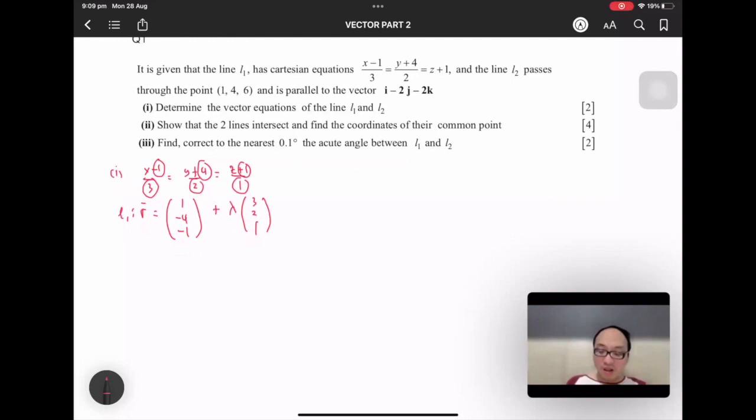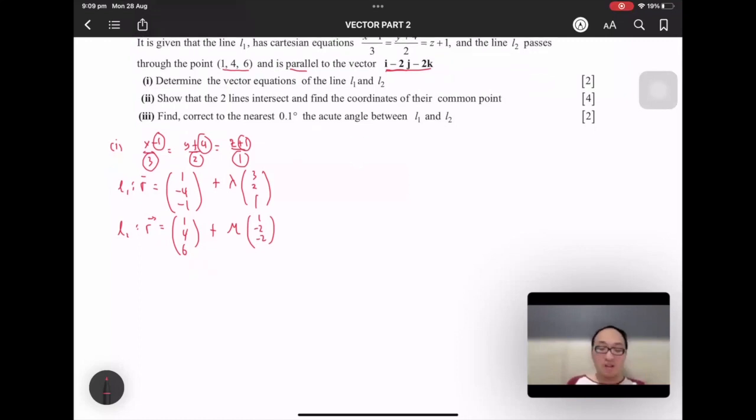How about L2? For L2, the line passes through the point (1, 4, 6), so we can use this point as the initial point, plus another parameter times the direction vector of the line. The line is parallel to the vector (1, minus 2, minus 2), so we can use this vector as the direction vector of the line L2. So 1, negative 2, and negative 2. So these are the equations of the lines L1 and L2.